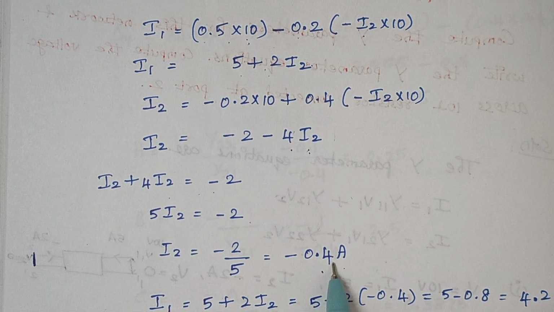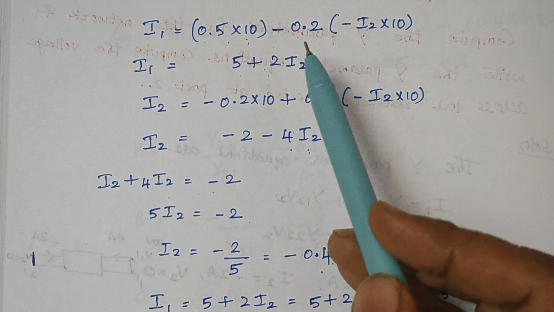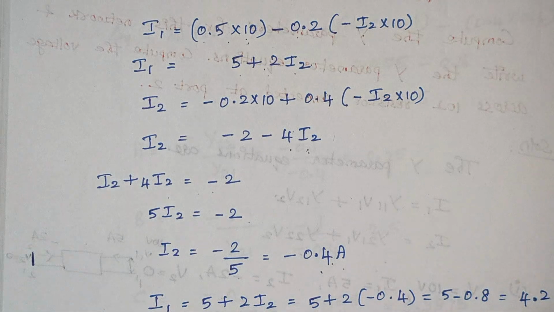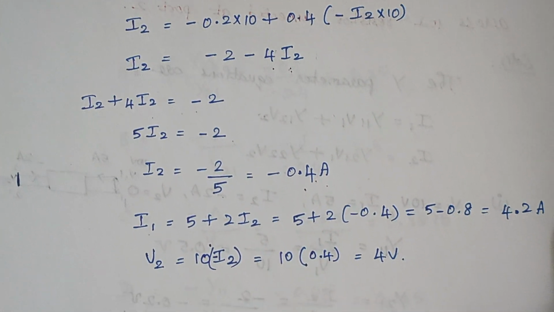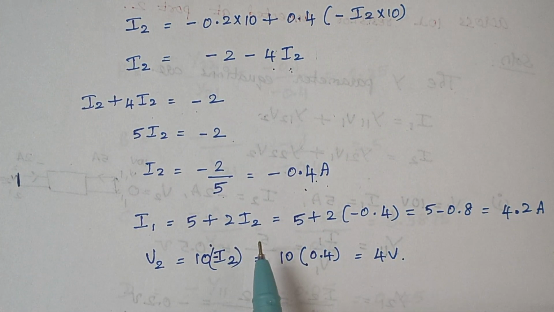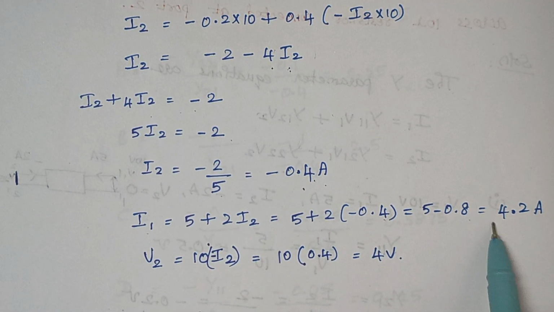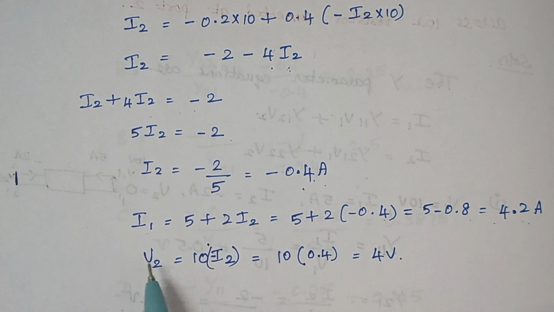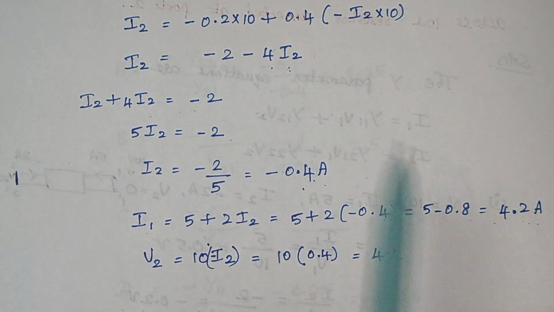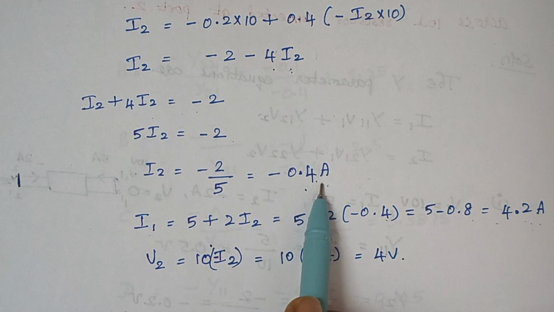Now we know the value of I2. When you substitute in this equation, we can get the value of I1. Here it becomes 5 plus 2I2, so 5 plus 2 into minus 0.4. So 5 minus 0.8 gives you 4.2 amps. So the value of I1 is 4.2 and the value of I2 is minus 0.4.